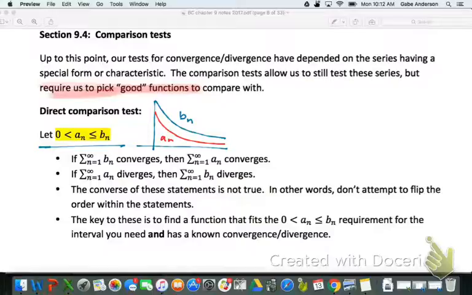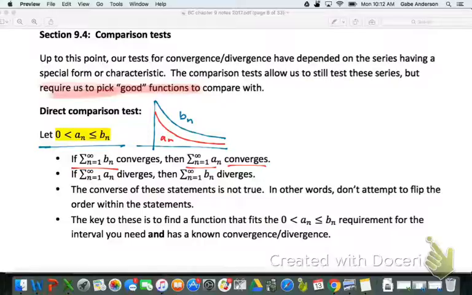At least on the interval that we care about, b sub n will be higher than a sub n. All right, so here we go. Here's how we do our comparison, all based on that. If the series for b sub n converges, then the series for a sub n also converges. Let's go all the way back to that chapter 8 stuff.